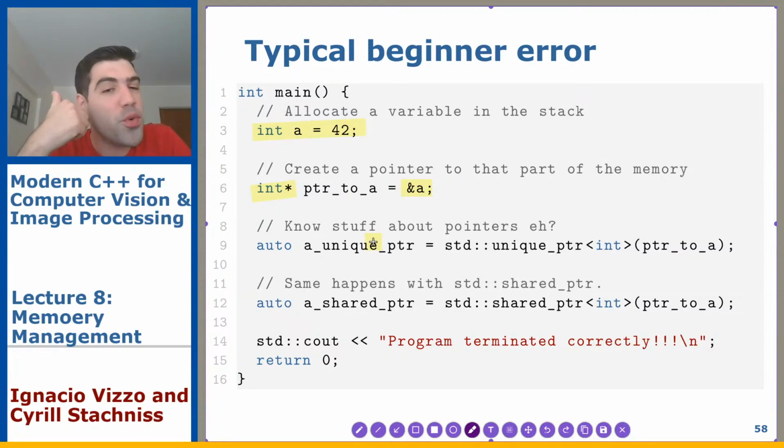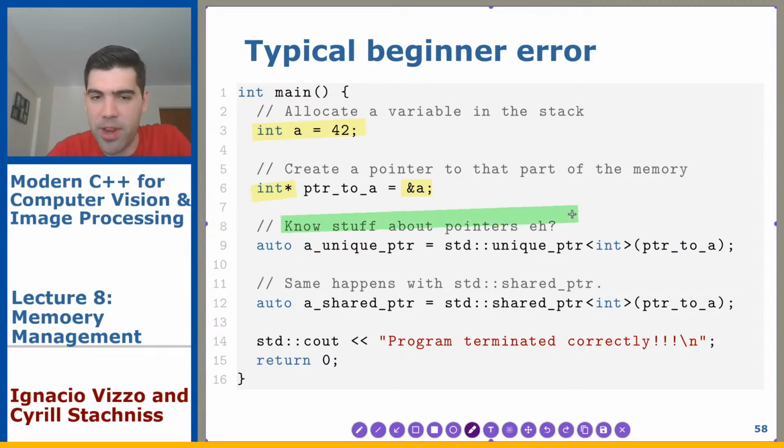There's no real good reason for doing this. If you want to pass this variable as a reference to a function or an object, just pass the reference. So you don't need to point to this type of variable. And then you say, I'm smart, I know stuff about pointers.